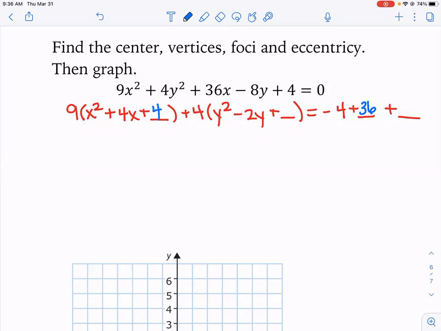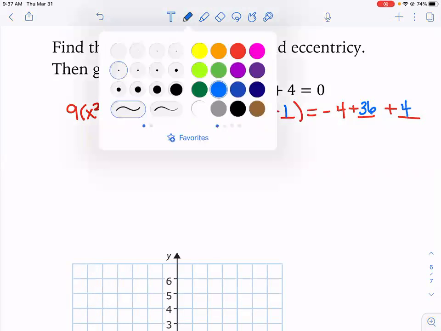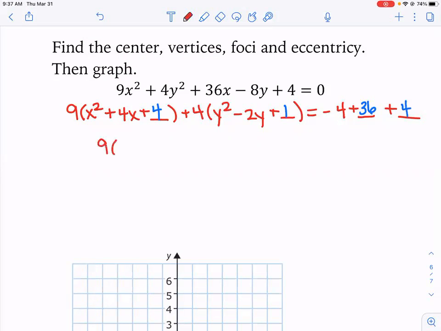Okay. So here, Eric, complete the square. B over 2 squared would give us? Yes. But we're not adding 1. We're adding 1 times 4. So we have 9 times the quantity x plus 2 squared plus 4 times the quantity y minus 1 squared equals 36.